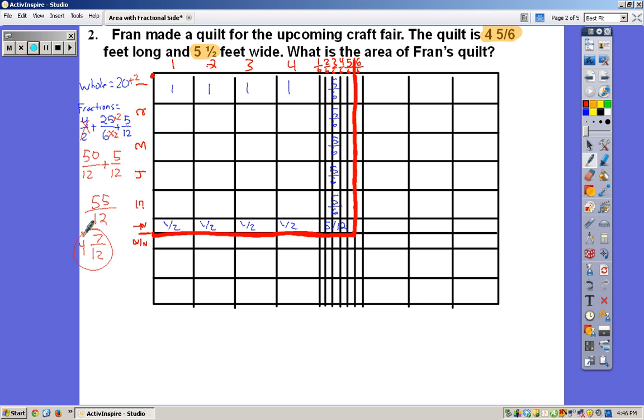So 4 and 7/12. You don't want to circle that yet. That's not the answer. That's our fractions. 4 and 7/12 plus 22. So 22 plus 4 is 26, and 7/12. The answer is going to be 26 and 7/12. Okay. Bring up the next one.